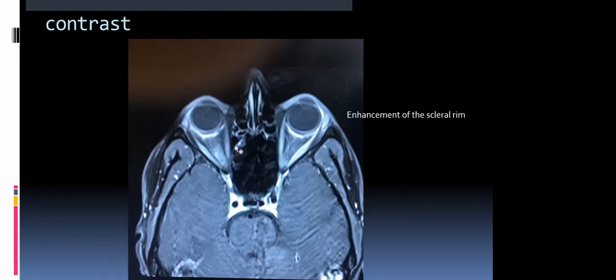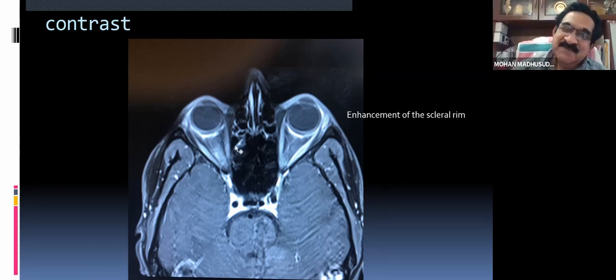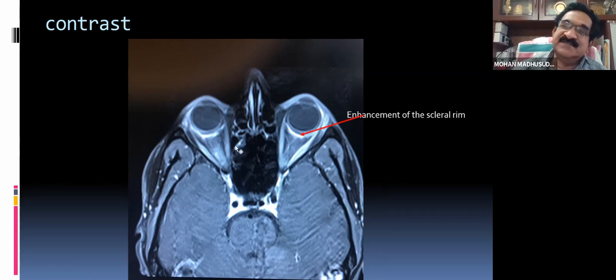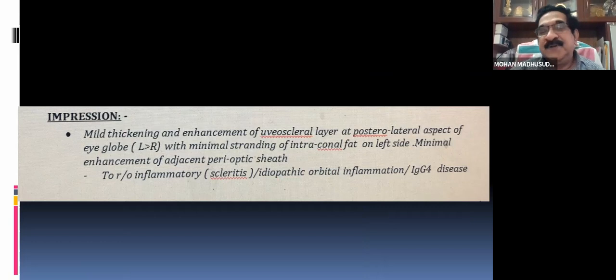Was there a history of boxing or something? No, it's not hemorrhage, it's enhancing with contrast. There is enhancement of the scleral rim. This is the report of the radiologist: mild thickening and enhancement of the uveoscleral layer at the posterolateral aspect of the eye globe, with minimal stranding of the intraconal fat on the left side, minimal enhancement of the adjacent perioptic sheath, rule out inflammatory, probably idiopathic orbital inflammation and IgG4-related disease.